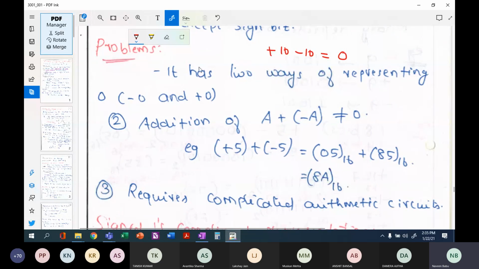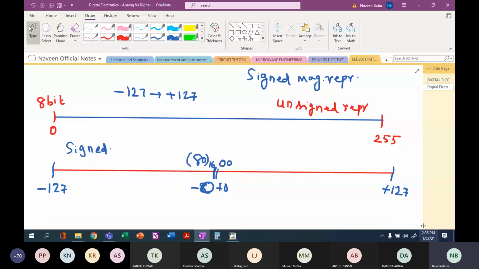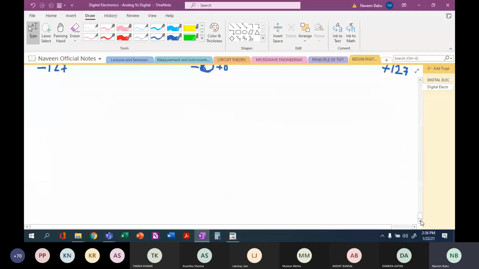I'm taking an example here. If you take plus 8 and minus 8, it should be 0, but it will not be 0. Let us take an example. You know that plus 5 is represented as 0, 1, 0, 1. Its hexadecimal equivalent is 0.5 to the base 16.